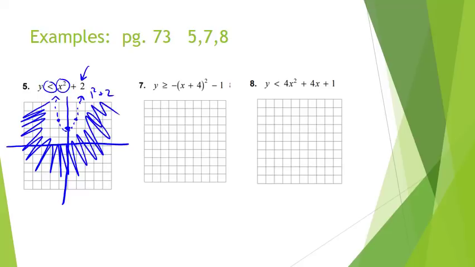Okay. All right, and the next one, this is vertex form. I know it's going to face down, and the vertex is going to be at -4, -1.